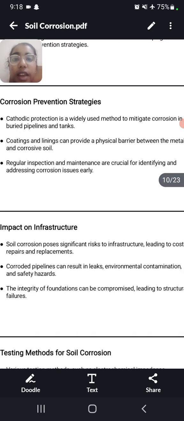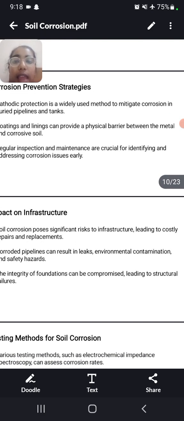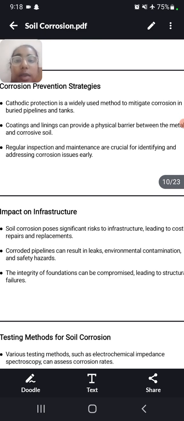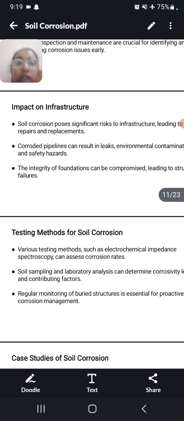Cathodic protection is a widely used method to mitigate corrosion in buried pipelines and tanks. Coatings and linings can provide a physical barrier between metals and corrosive soil. Regular inspection and maintenance is crucial for identifying and addressing corrosion issues early. Impact on infrastructure.